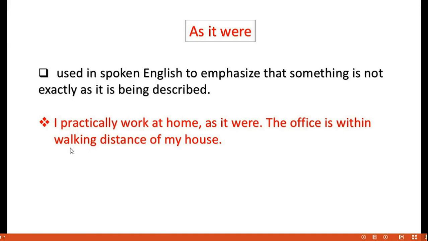The office is within walking distance of my house. Actually I don't work at home, as the office is within the walking distance of my house. It seems that I work at home, but the fact is not so.